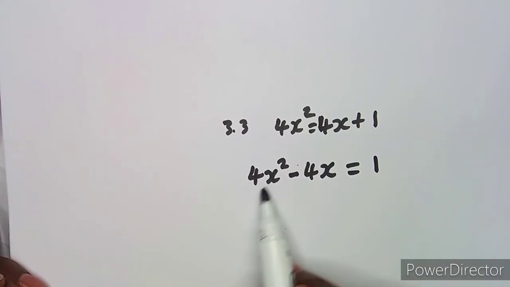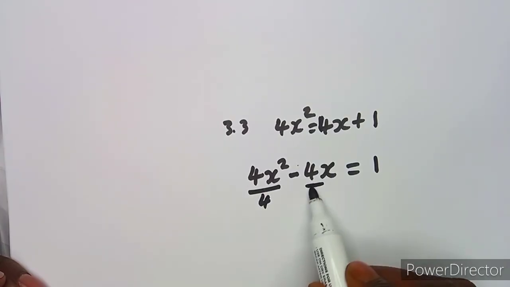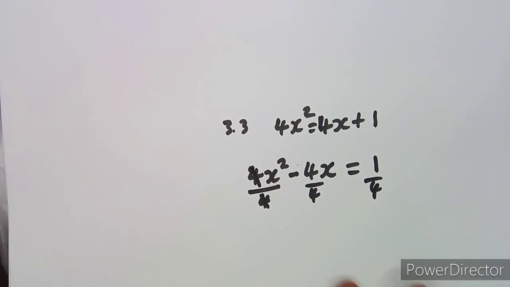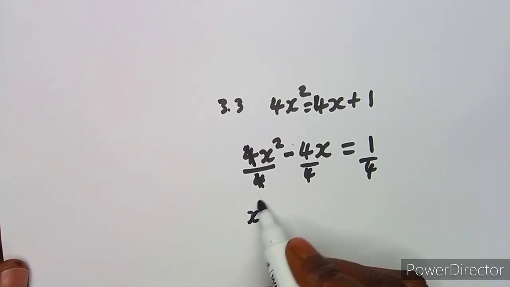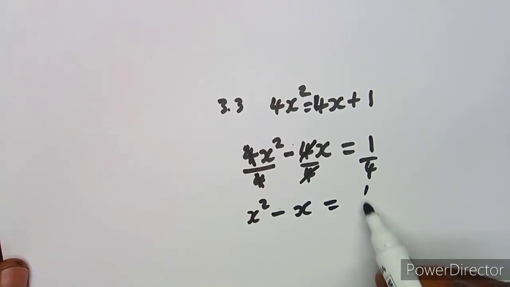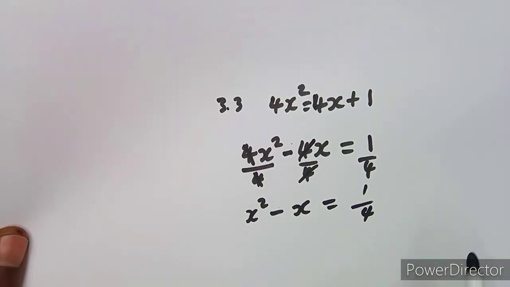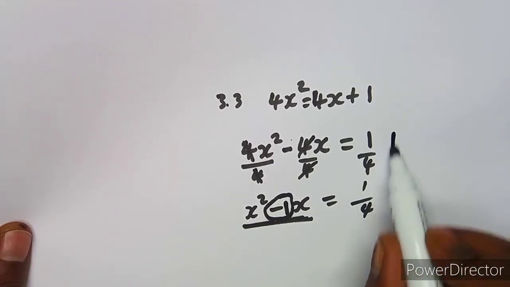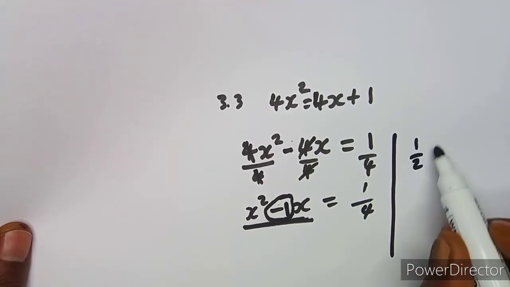So you have to make sure that the coefficient of x squared here is positive. It's positive 1. So we can divide each and every term by 4 so that this can be positive 1 x squared. So we are going to be left with x squared minus x is equal to 1 over 4. Remember, this is where you complete the square. And how do you complete the square? You find half the coefficient of x, of which the coefficient of x is minus 1.